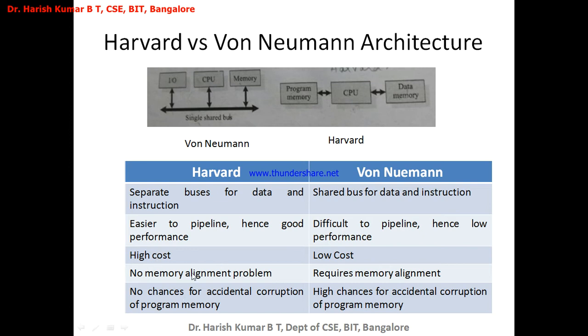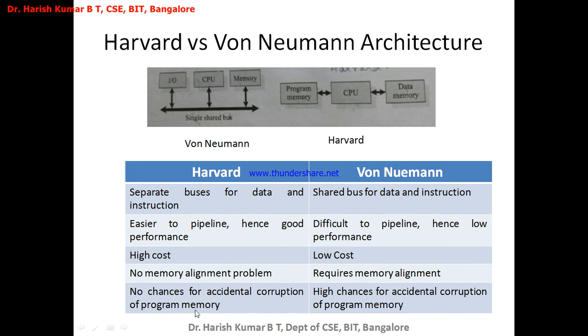If there is memory alignment, then you can access the memory much faster, but that restriction is not there in the Harvard architecture. When I say Von Neumann architecture, it requires memory alignment. That means, for example, with memory alignment of 4 bytes, you can store the memory words only at addresses which are multiples of 4. If I say memory alignment of 8 bytes, you can store the memory words only at addresses which are multiples of 8 bytes. That restriction is not there in the Harvard architecture, but the memory alignment restriction is there in Von Neumann architecture.